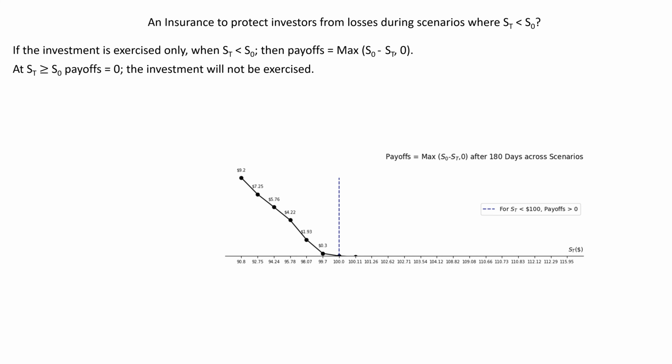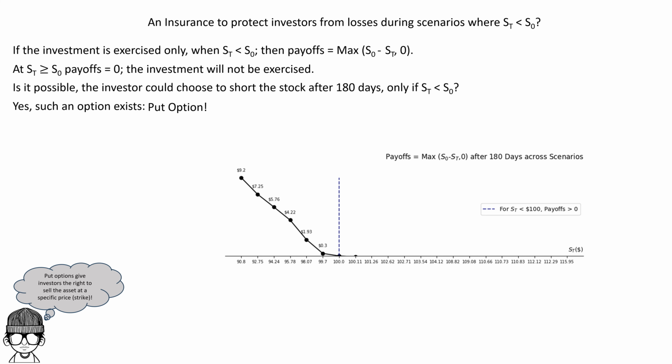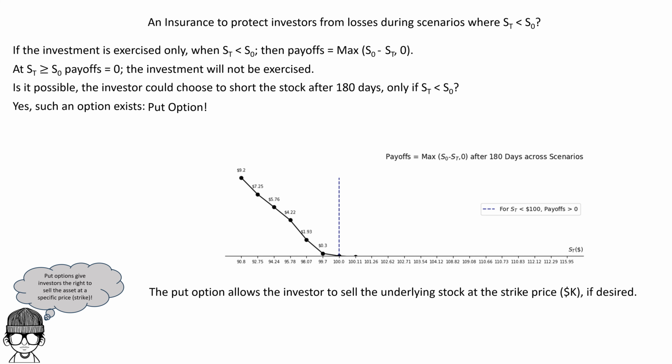Now, as you can see, for ST being less than 100, which is the initial stock price, the payoffs are actually greater than 0. So is it possible the investor could choose to short the stock after 180 days only if ST is less than S0? Yes, there is, and such an option exists in the form of a put option. Now, remember, put options give the investor the right to sell the asset at a specific price. So the investor could sell the underlying stock at the strike price K only if desired.